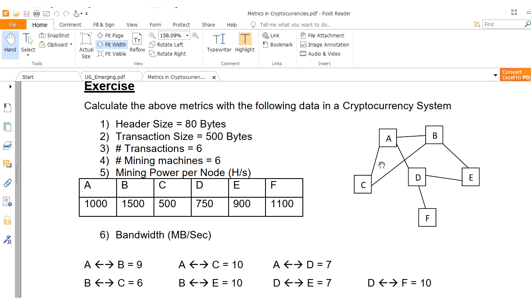A and C are connected. A is connected with B, C, and D. D is connected to A, E, and F. F is connected to D only. F is not connected to E.